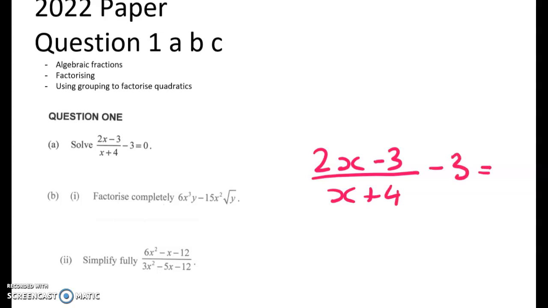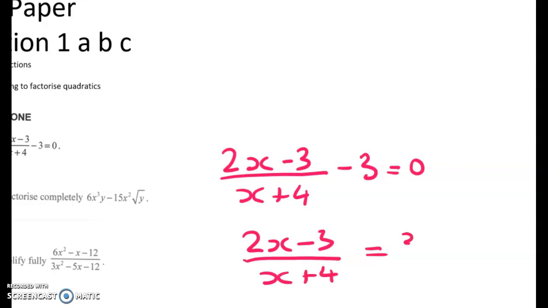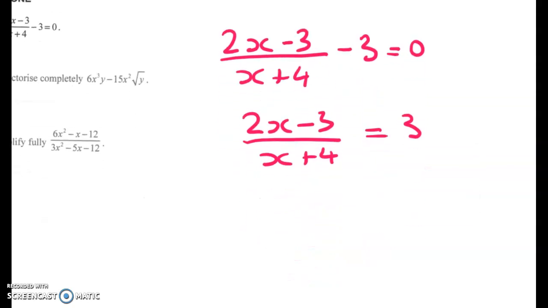Okay, so let's just go in order. There are a few different ways to do the first one. So we've got a linear algebraic fraction thing. For me, the obvious first step is to add 3 to both sides. I'll show you another way at the end. If we get it like this, we're really back to a year 10 problem. We're going to multiply both sides through by x plus 4.